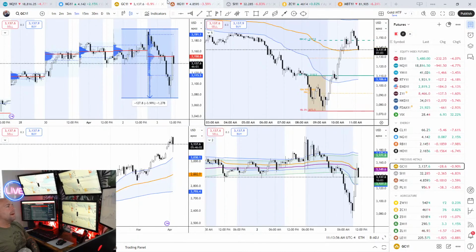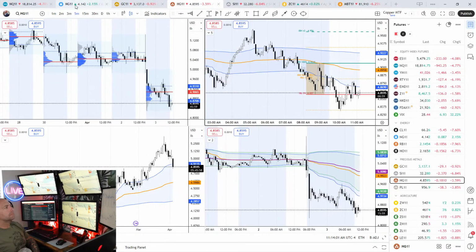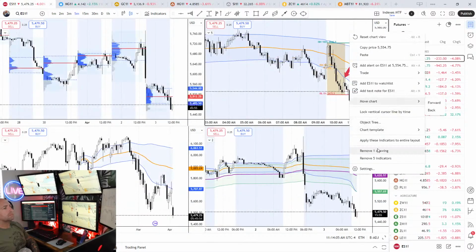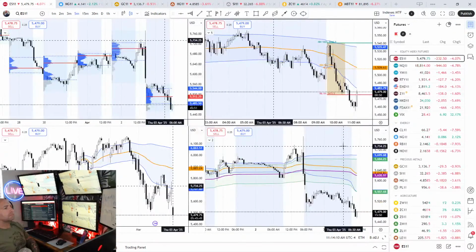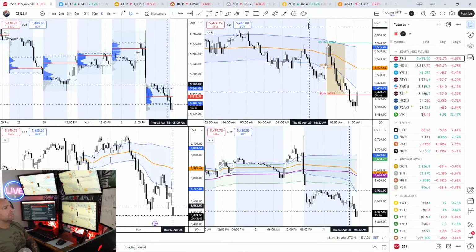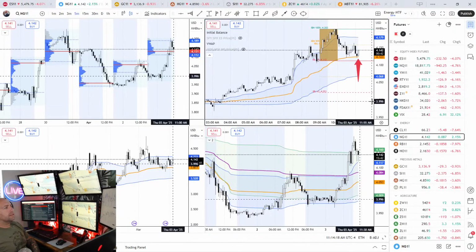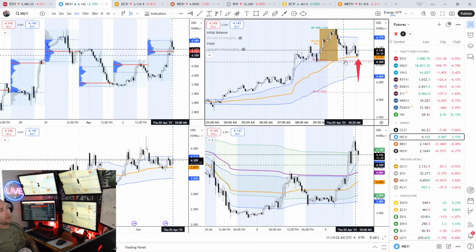Gold back to VWAP. Would have gotten another bounce here off VWAP, but that's the less high probability trade.